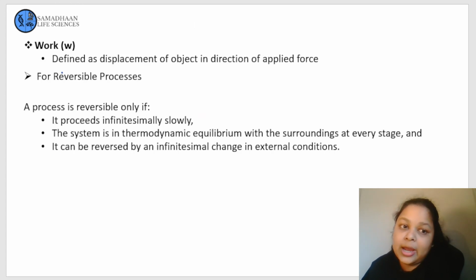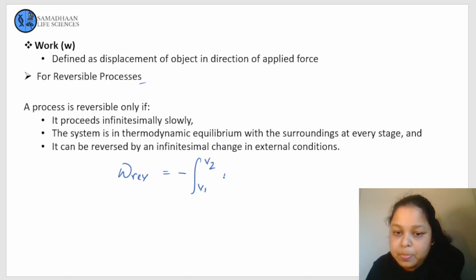In the last video, I discussed work, and to continue, work is applied force times displacement due to that applied force. Now this work can happen in two different processes. First is the reversible process. When the process happens in an infinitesimal number of small steps, and in every step the system is in equilibrium with the surroundings, and we can reverse every step, then the process is reversible.